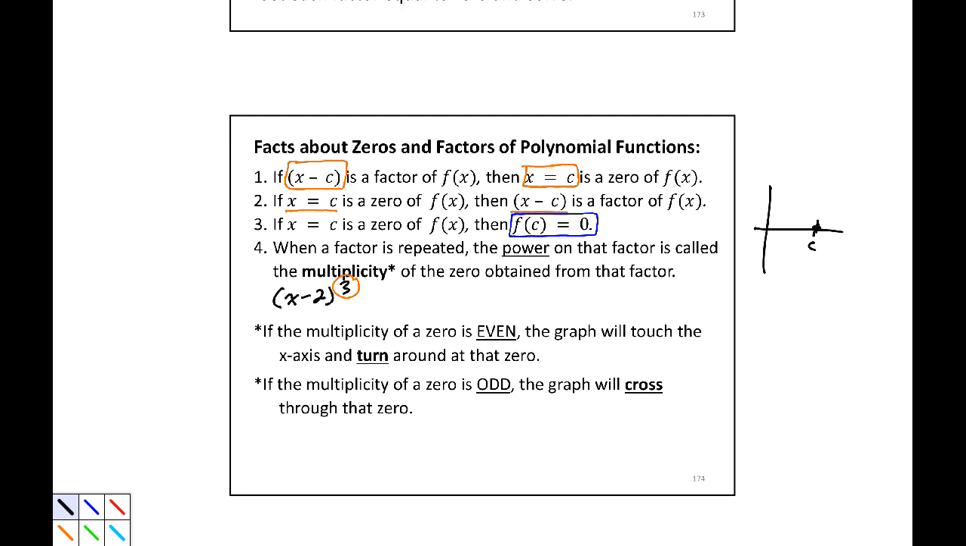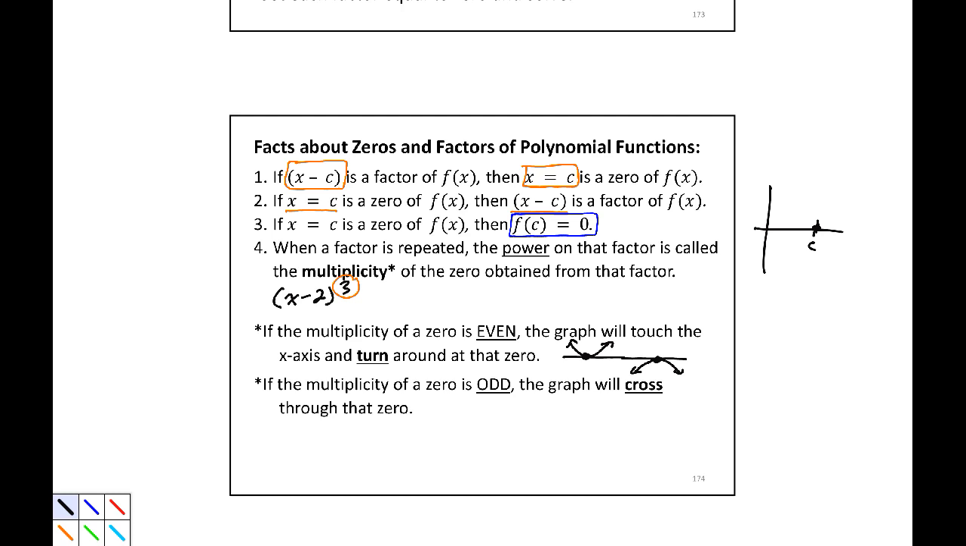If the multiplicity of a zero is even, then the graph will touch the x-axis and turn around. So it will look something like this. It'll touch and turn around. Or it could do the same thing but coming from below. So if a multiplicity is even, it's going to look something like that. It's going to touch the x-axis.